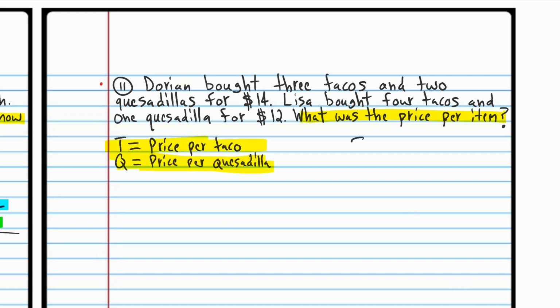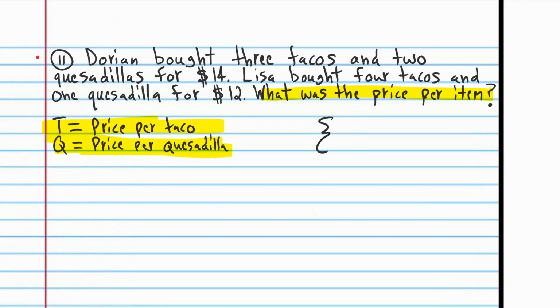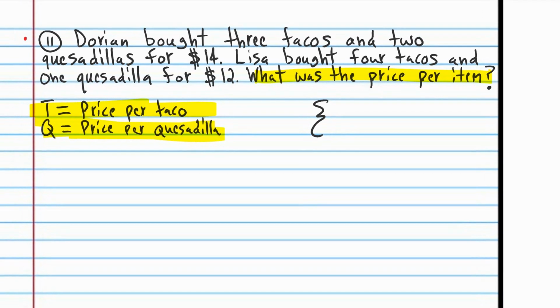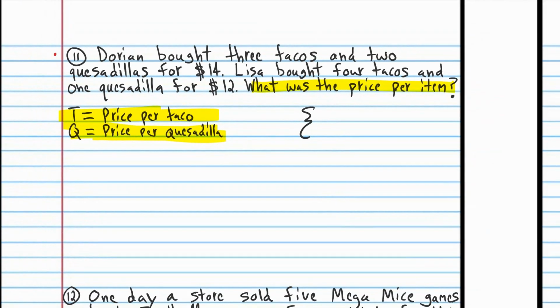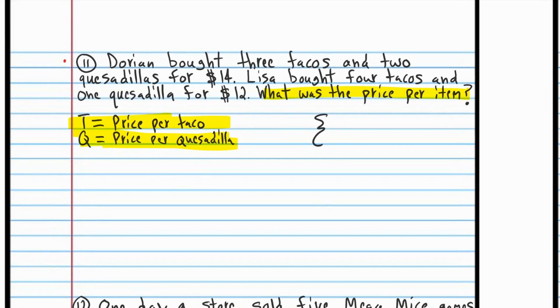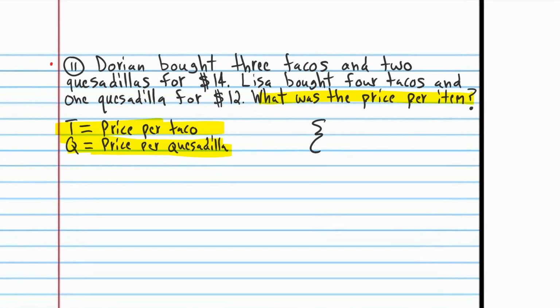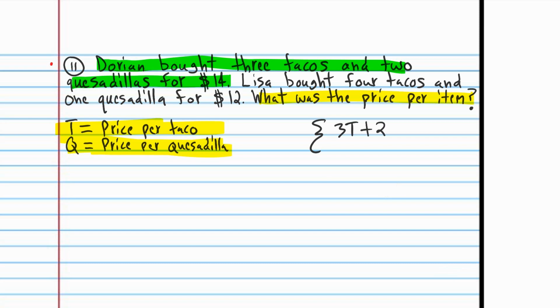So now let's make our system of equations, and this is going to be quite different. Now we usually look for an easy equation. In this case, there's not really an equation that I would consider to be an easier equation. They're both about the same difficulty level. So the first equation is going to be Dorian bought 3 tacos and 2 quesadillas for $14. So 3 tacos and 2 quesadillas for a total of $14.